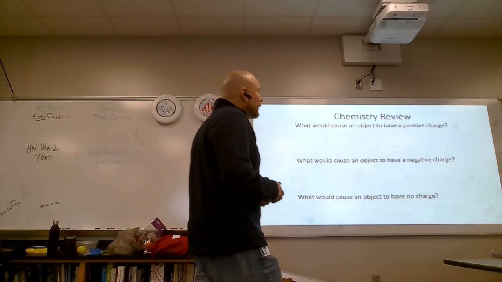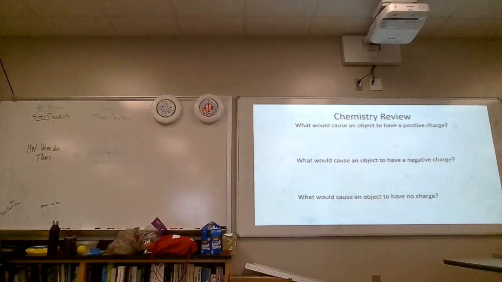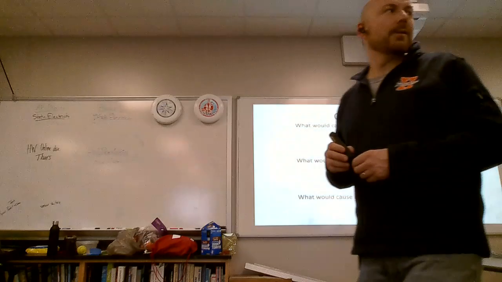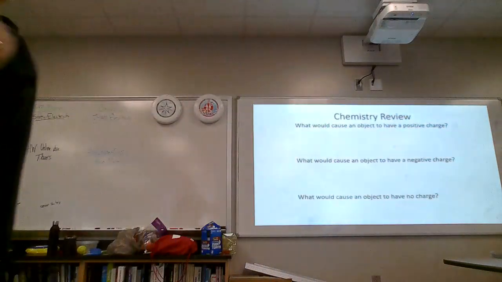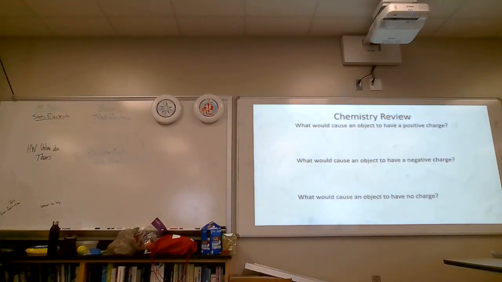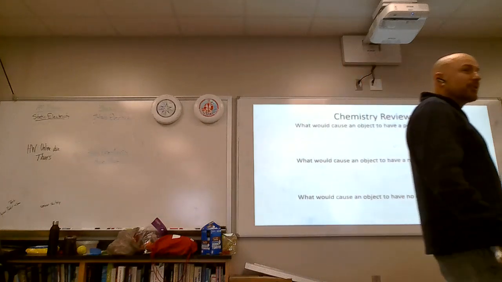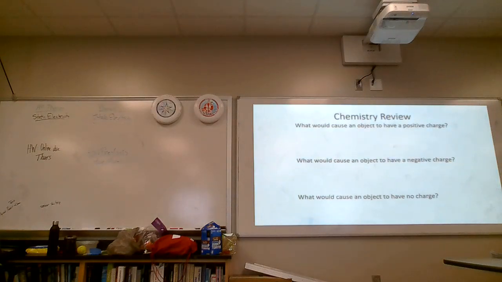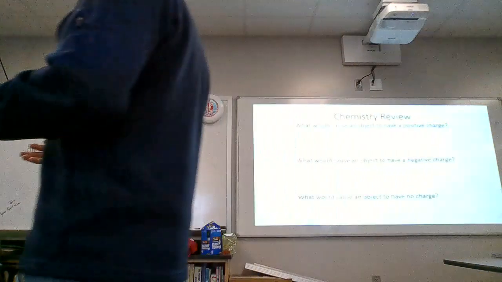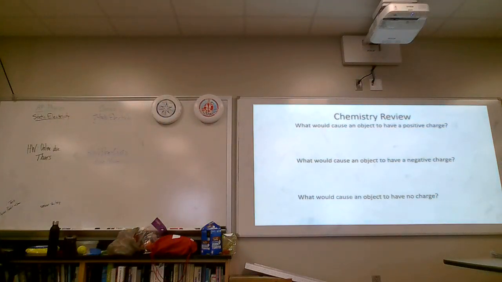If you have an object that is positively charged, what does that mean in terms of electrons and protons? How does something become positively charged? More protons than electrons. Something that is negatively charged has more electrons than protons. And something that is neutral has the same amount. It's not that there's no charges. There are still protons and electrons in there. They're just equal in amount, so they cancel each other out.